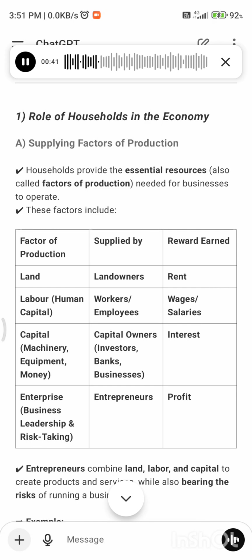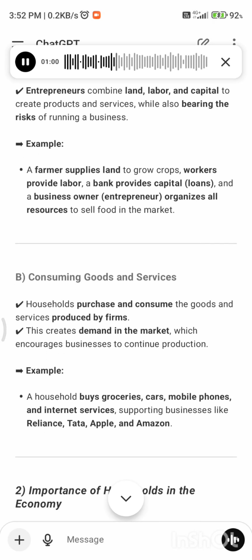Land, landowners, rent. Labor, human capital, workers, employees, salaries. Capital, machinery, equipment, money, capital owners, investors, banks, business interest. Enterprise, business leadership and risk-taking, entrepreneurs. Entrepreneurs combine land, labor, and capital to create products and services while also bearing the risks of running a business.